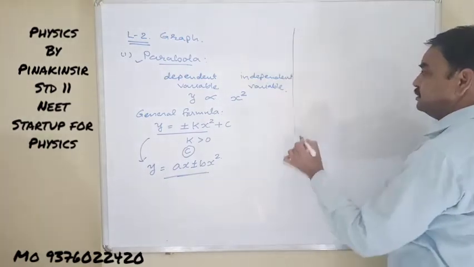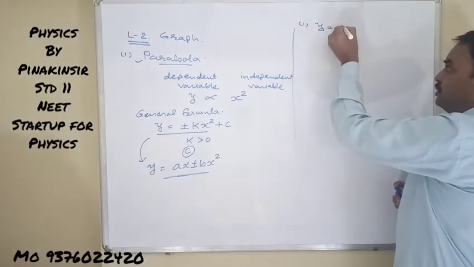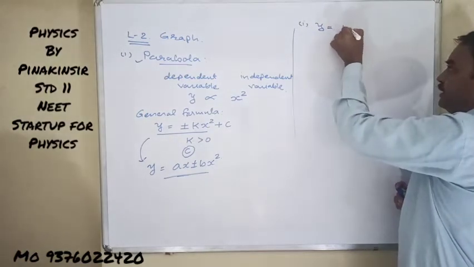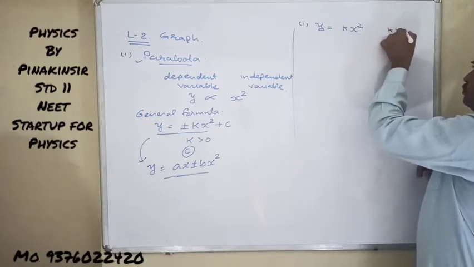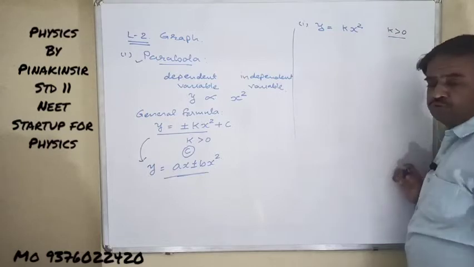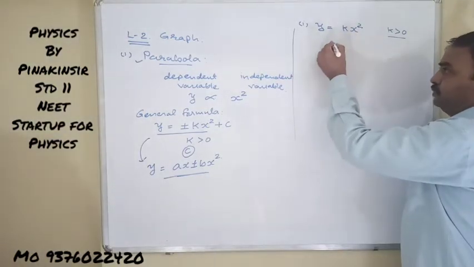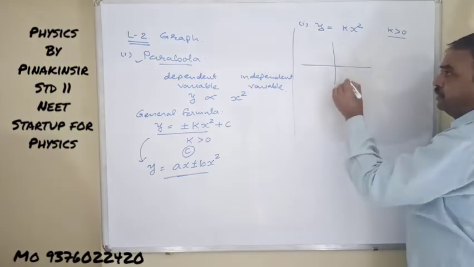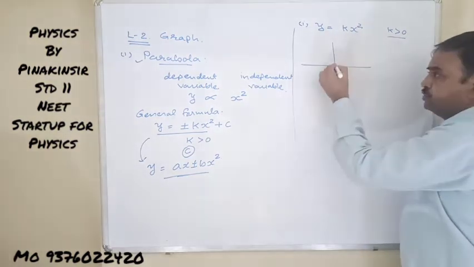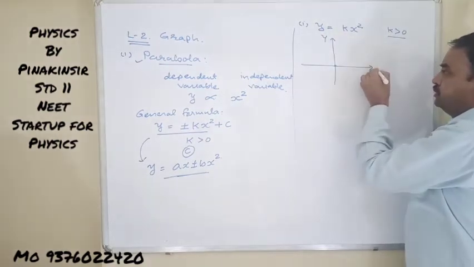For example, if we are having y is equal to kx square, say k is greater than 0, and if c is equal to 0, your graph will look like this. If we substitute x is equal to 0, the graph will pass through the origin. Number 1.